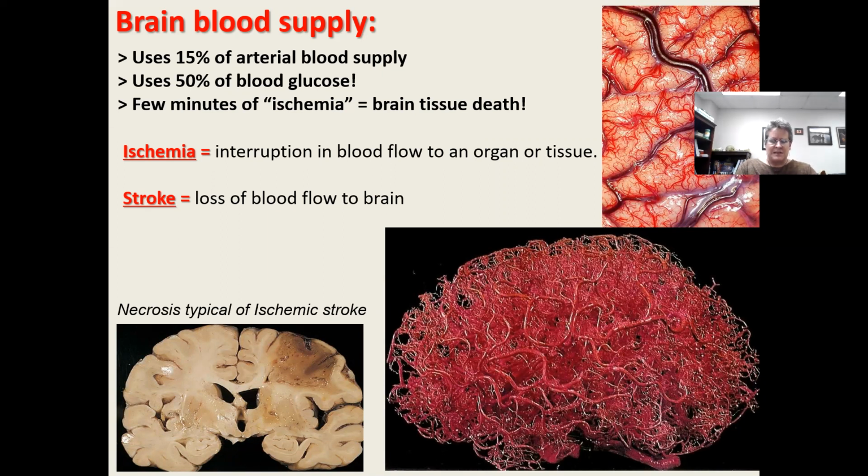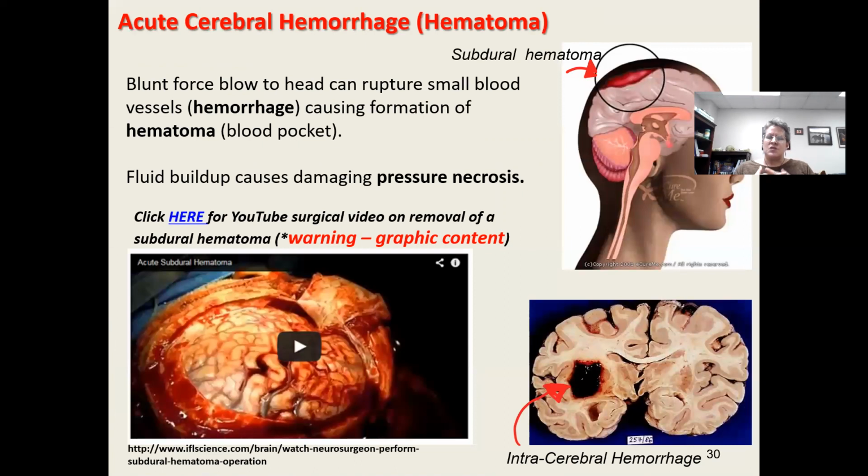So we'll go to the next slide here. Cerebral hemorrhage. A pocket of blood called a hematoma forms in the brain.